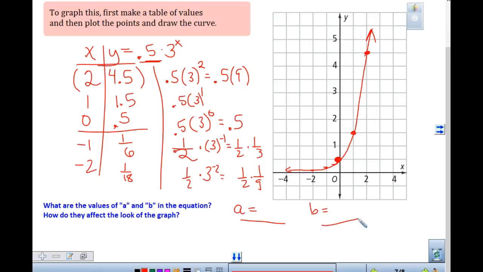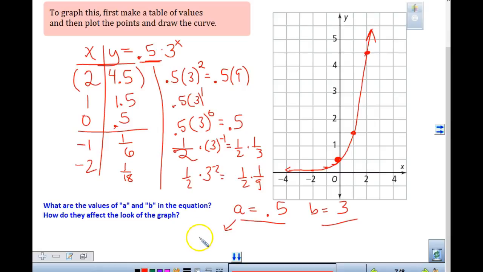All right, are we in agreement? Ryan, what did you guys decide? A is what? 0.5. A is 0.5. Brooke, how about B? 3. So the question is, how do these affect the graph? The A tells us what? Joey. A tells us that you're multiplying b to the x by 0.5.